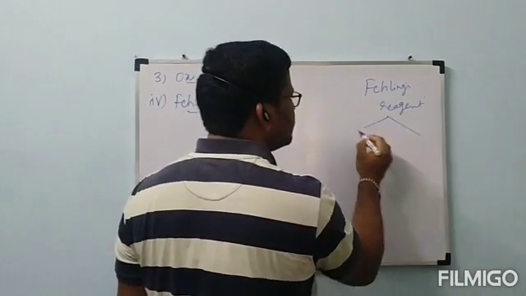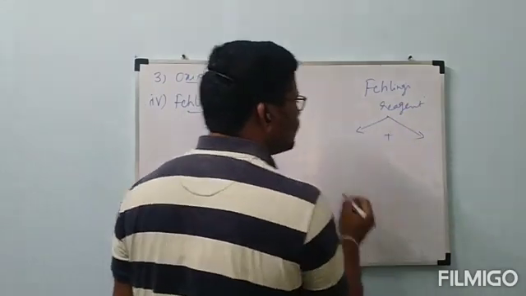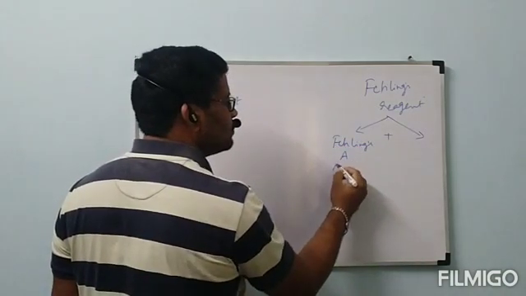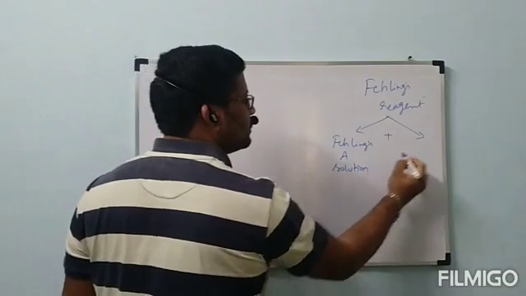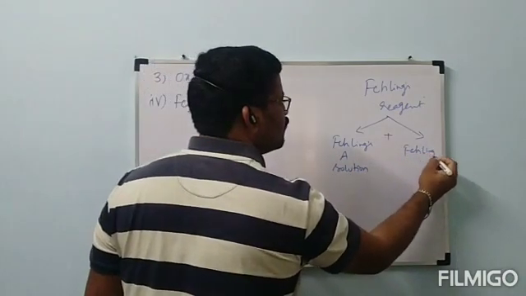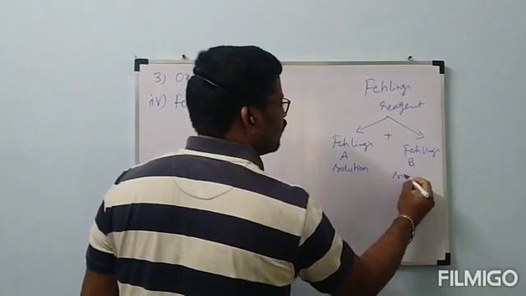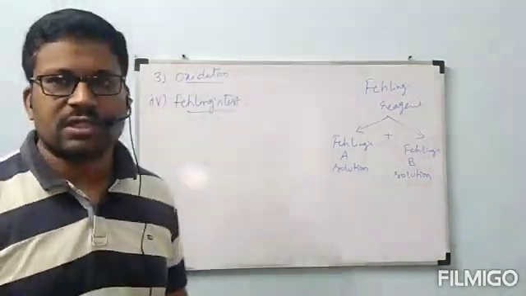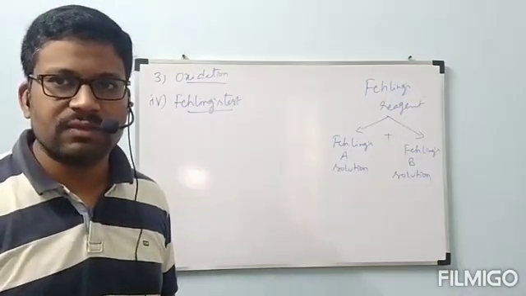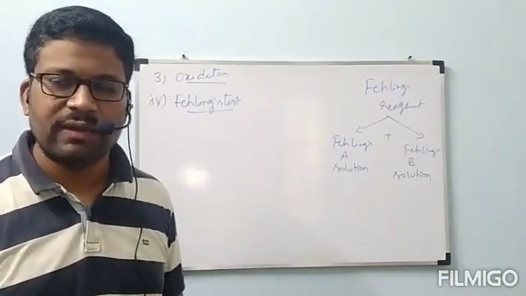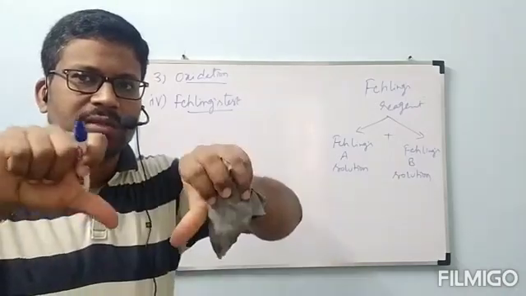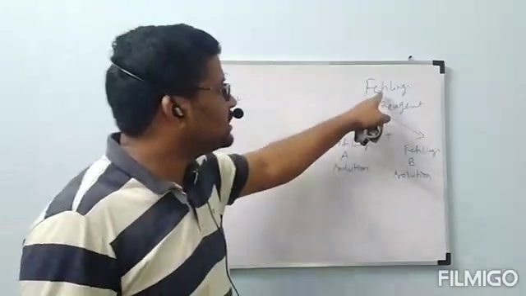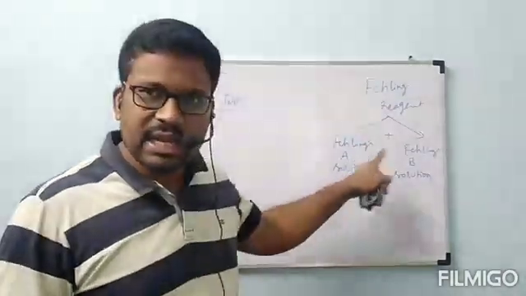Fehling's reagent is the addition of Fehling's A solution and Fehling's B solution. Two test tubes we will take. The first test tube is filled with Fehling's A solution and the second test tube is filled with Fehling's B solution. Both are mixed into one more test tube, that is called Fehling's reagent. So Fehling's reagent is the addition of Fehling's A and Fehling's B.